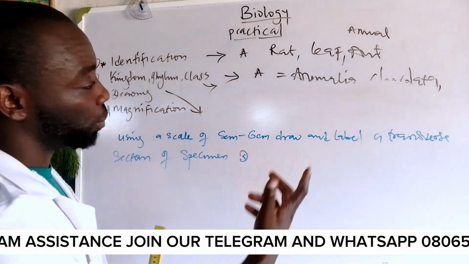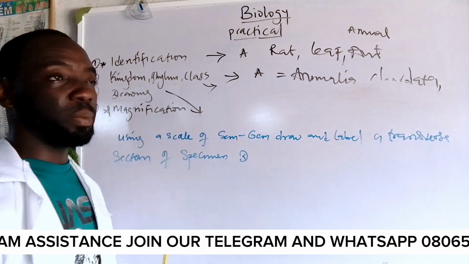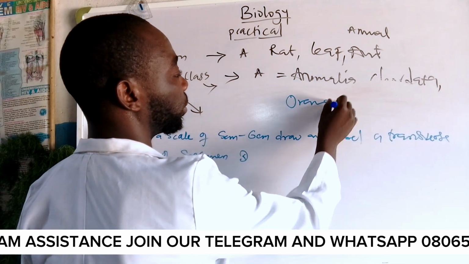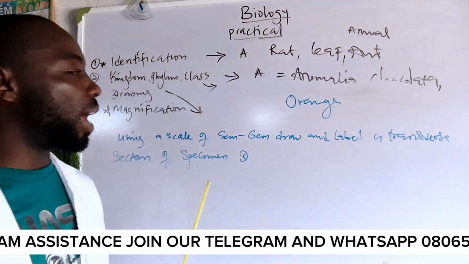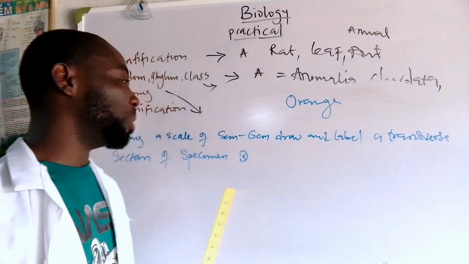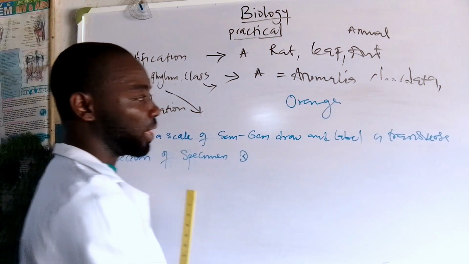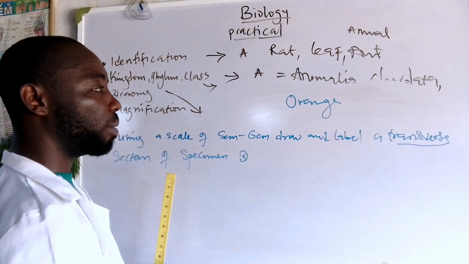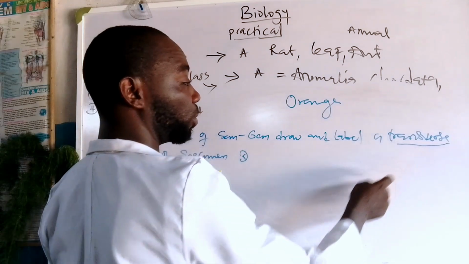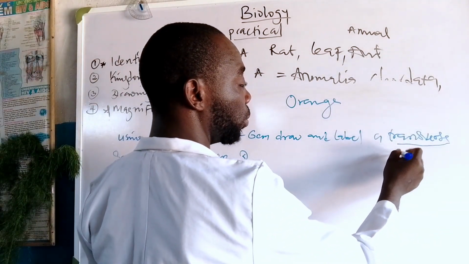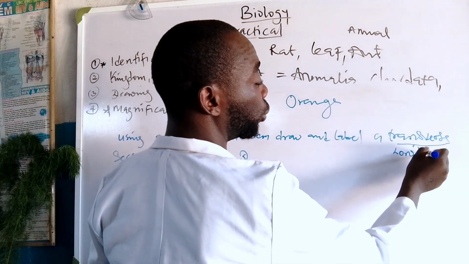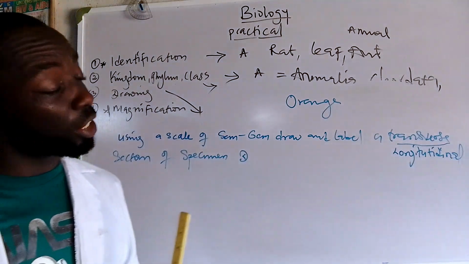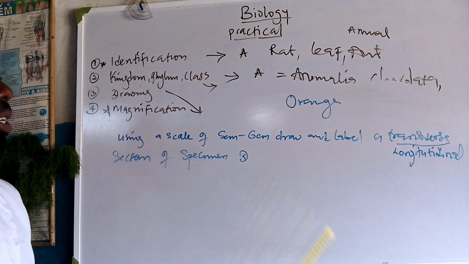Now in this case, let us assume that the specimen you are given is, let's say, an orange as specimen D, and you are asked to draw and label a transverse section of specimen D. Now there are two different terms that are mostly used here. If you are not asked to draw a transverse section, you may be asked to draw a longitudinal section.